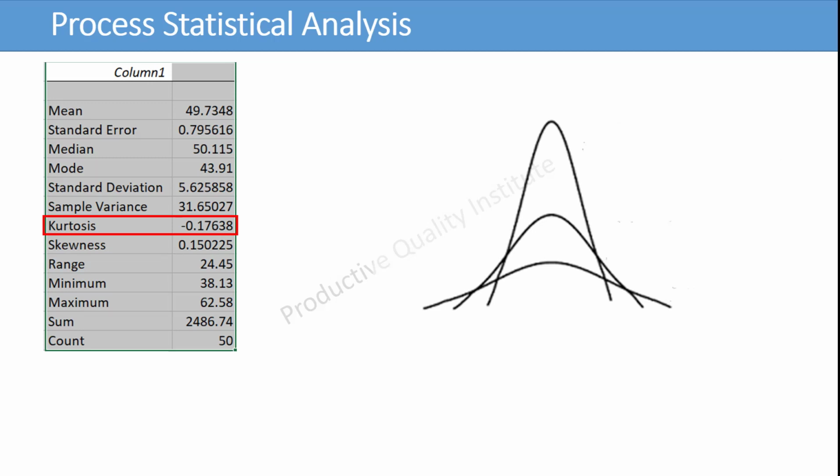Kurtosis is a measure of whether the data are heavy-tailed or light-tailed relative to a normal distribution. That is, data sets with high kurtosis tend to have heavy tails, or outliers. Data sets with low kurtosis tend to have light tails, or lack of outliers. A uniform distribution would be the extreme case.